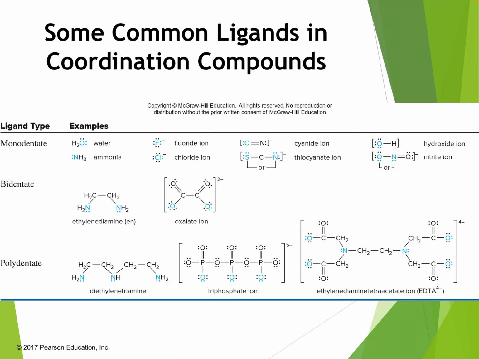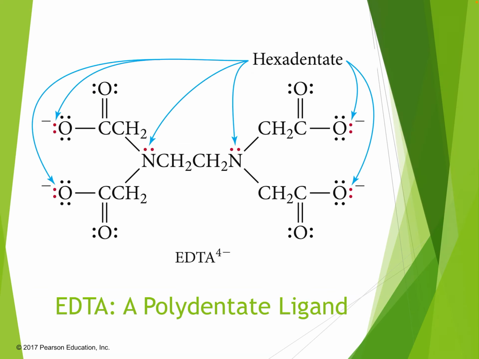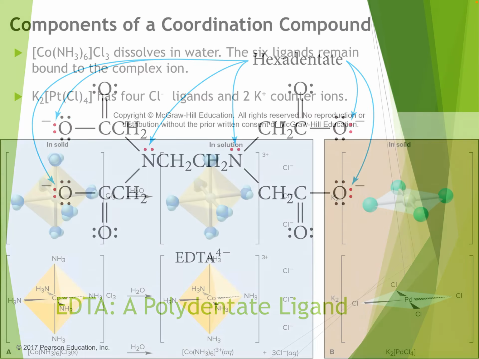So we have diethylene triamine, we've got triphosphate, and then we have EDTA, which we'll look at a lot. And EDTA actually has 6 different atoms that can donate to the metal cation, which allows it to do some really cool chemistry. So here's EDTA. Again, it is hexadentate, which means it has 6 different atoms that will donate electrons to our central metal atom, which is pretty cool.